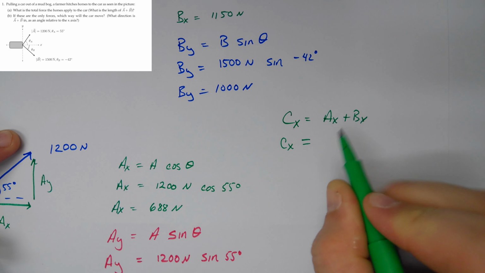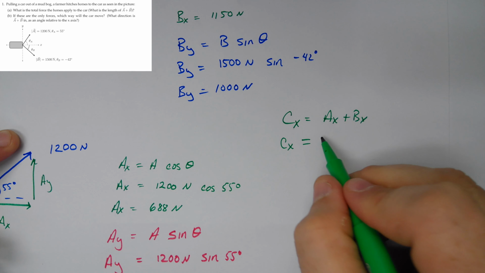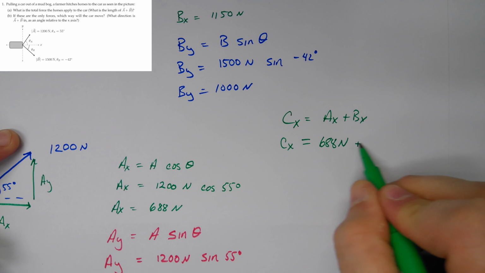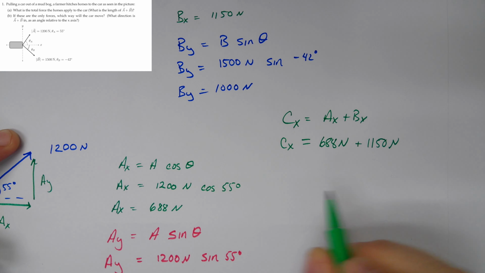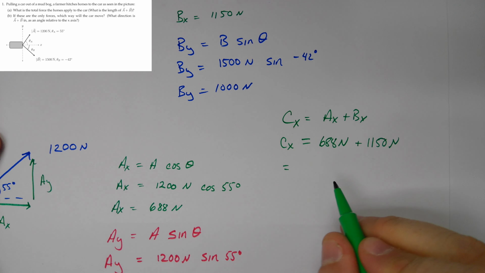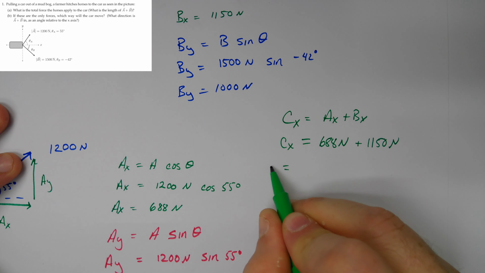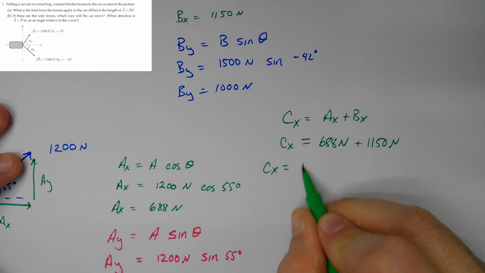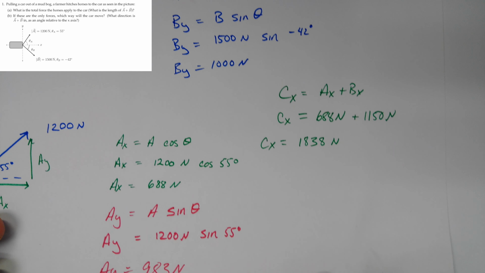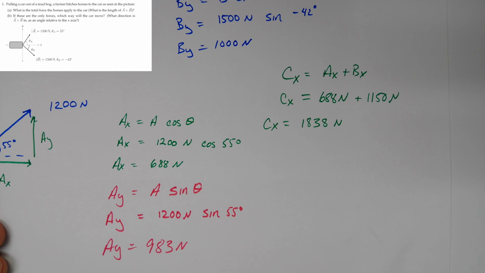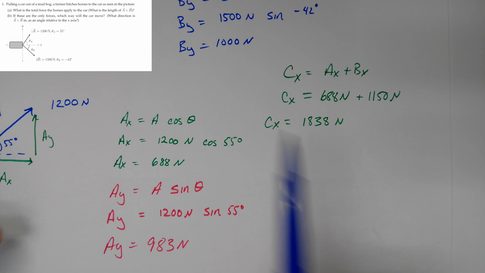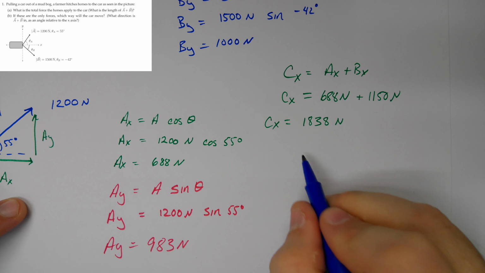C sub x will be 688 plus 1150 newtons. And you do it on the calculator. And to 3 sig figs, we'd get 1840. And we'll go ahead and keep 1838 newtons. Now we're going to do the y parts. We have 1000 here for B sub y, and we have 983 for A sub y.